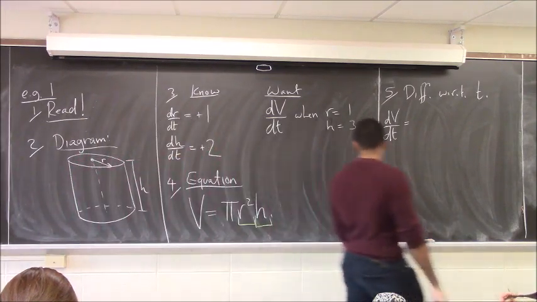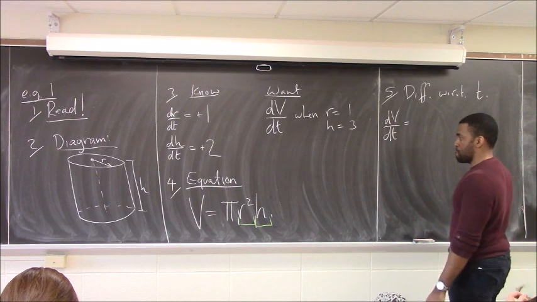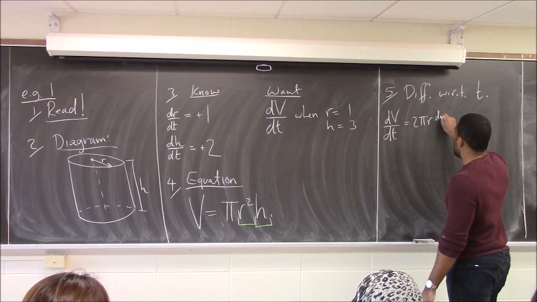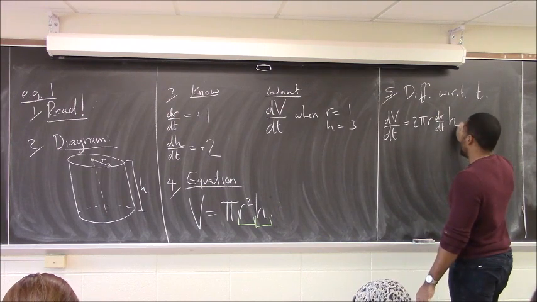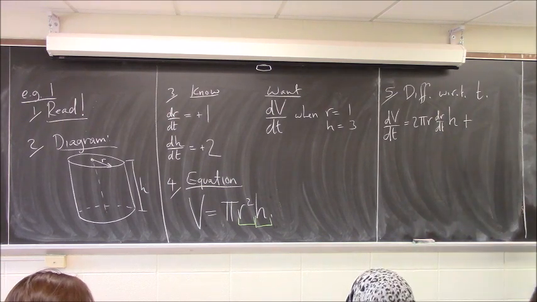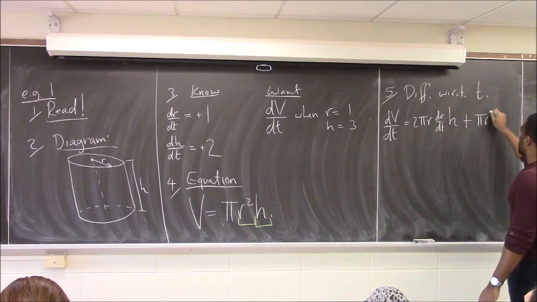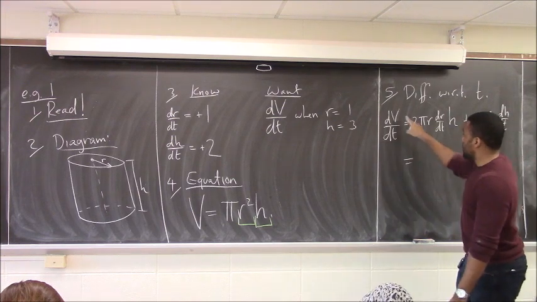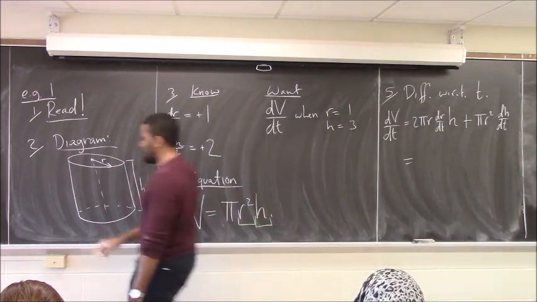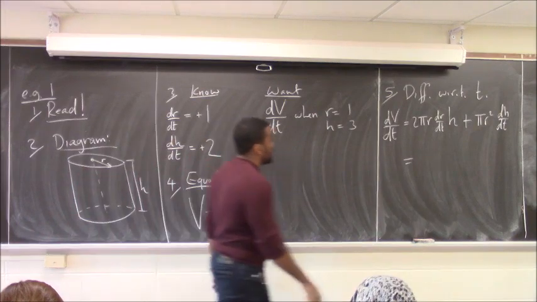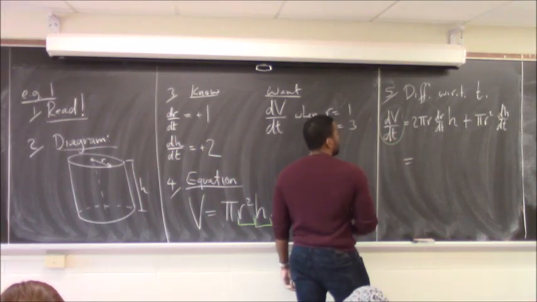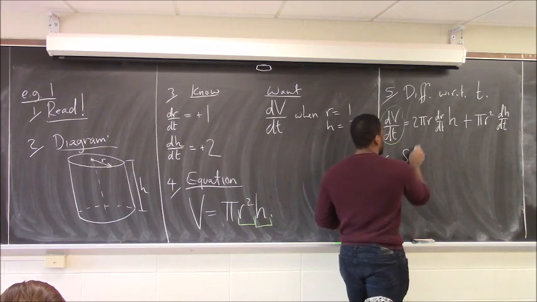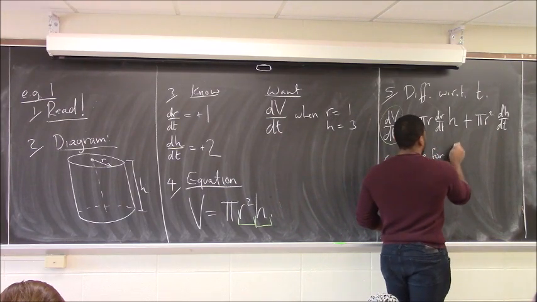All right, let's differentiate the r part. What do we get? 2r dr/dt. So we get 2 pi r dr/dt, leave the h alone, plus pi r squared dh/dt. Now, this is the guy I want to find, dV/dt. Hopefully by the time you get to this point, that brings you to step 6. You can solve for what you want.